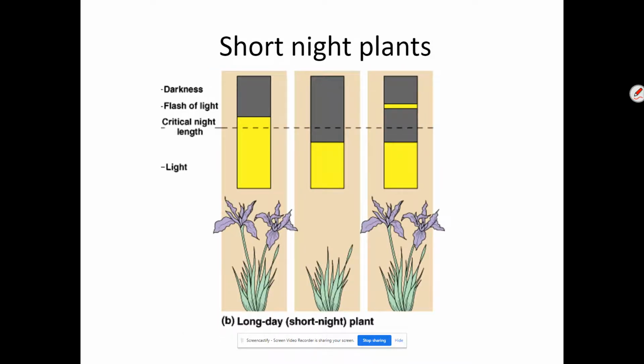And these are going to bloom in the spring and the summer, where the nights are shorter, the days are longer, and they still have that critical night length. Once the night gets to a certain amount of time, they will stop blooming, but once the night is shorter and there's more daylight, they will bloom. And you can see there on the right, the trick works in the opposite effect. If you can shine light in the middle of the night, you can actually cause them to bloom early.